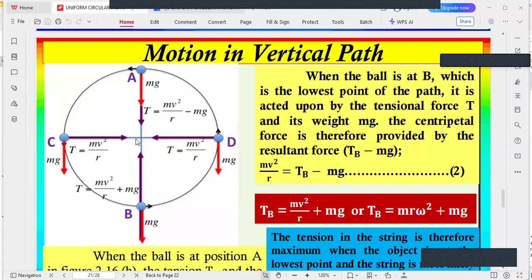So when you hear of minimum speed for the string to remain taut, especially at position A, then it is V equals the root of Rg. V equals the root of Rg. But when you hear of critical speed, this is the maximum speed beyond which a body in motion skids out of the road or circular path.